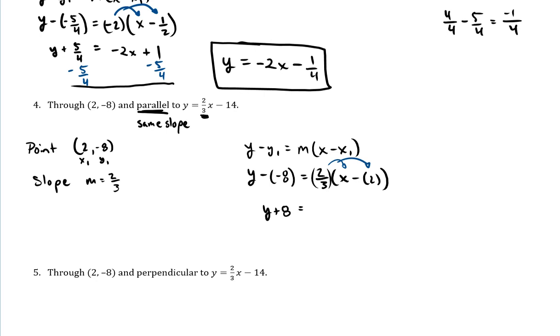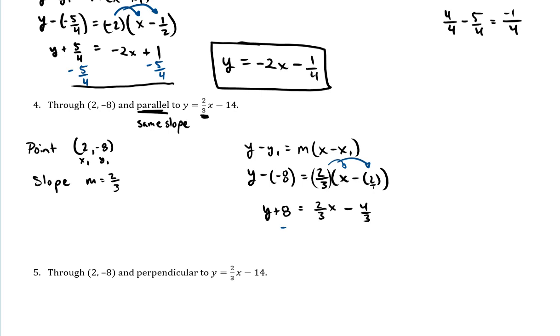Let's go ahead and do two things in one again. So y plus 8. Distributing the 2/3 would give us 2/3 x, and then minus 2/3 times 2. I can put a little 1 there. 2 times 2 is 4, 3 times 1 is 3, so it would be 4/3.